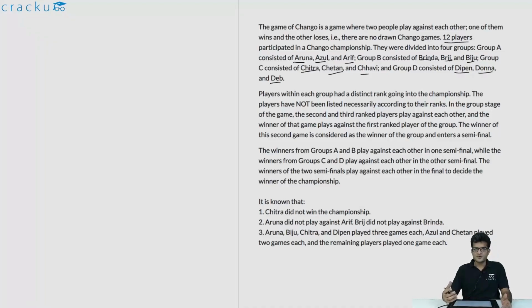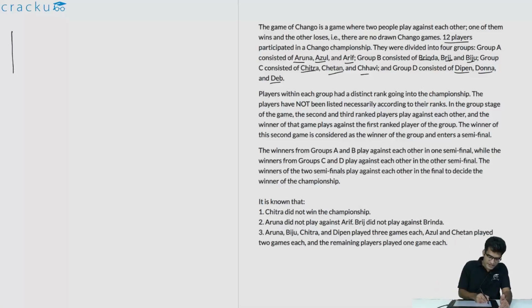Each of these groups had 3 people, initially ranked from 1 to 3. The person ranked first gets a bye in the first round, and the persons ranked second and third play a match. The winner then plays a match against the first ranked person, and whoever wins this goes to the semi-final, and after the semi-final they go to the final.